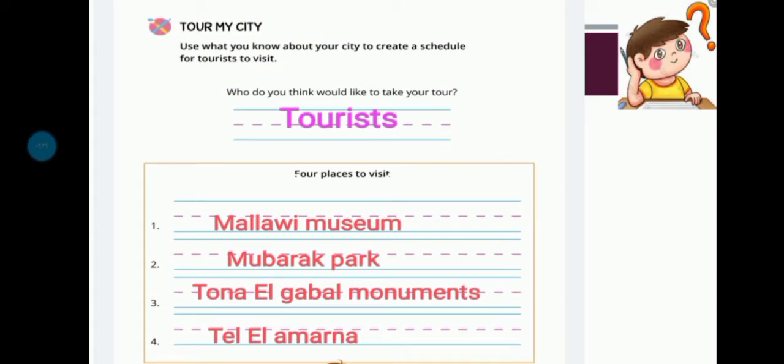Number 1, our tour for tourists. It wants you to write 4 places to visit in your city. Our city here is Malawi. We want to write 4 places tourists can visit in Malawi. I write number 1, Malawi Museum. Number 2, Mubarak Park. Number 3, Tuna al-Jabal Monuments. Number 4, Tel el-Amarna.